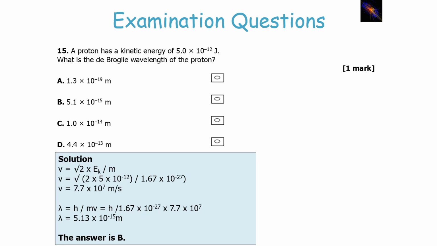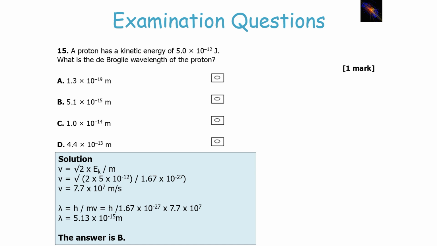Now we know that kinetic energy is a half mv squared, so v is equal to the square root of 2 times kinetic energy over the mass. So you pop your values in, and because you know the mass of the proton from the equation given to you, 1.67 times 10 to the minus 27, you get a velocity of 7.7 times 10 to the 7 meters per second.